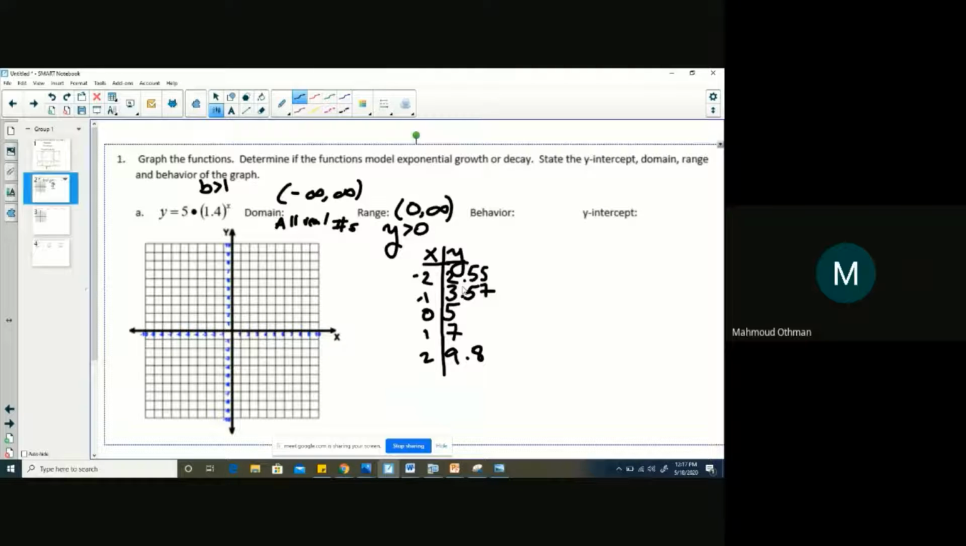Now we're going to plot this guy: 0, 5; 1, 7; -1, 3.57; -2, 0.55; and then we got 2 and 9.8, and we remember that it has this curve.